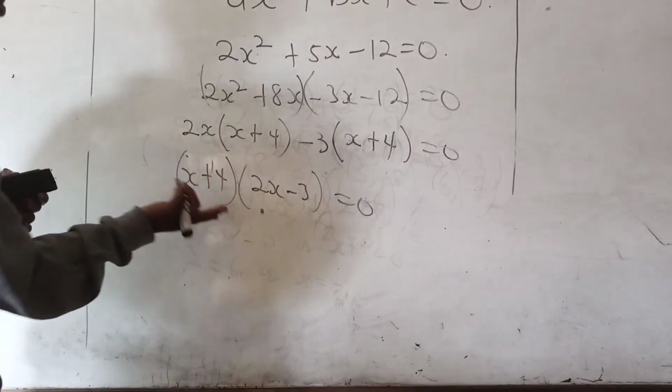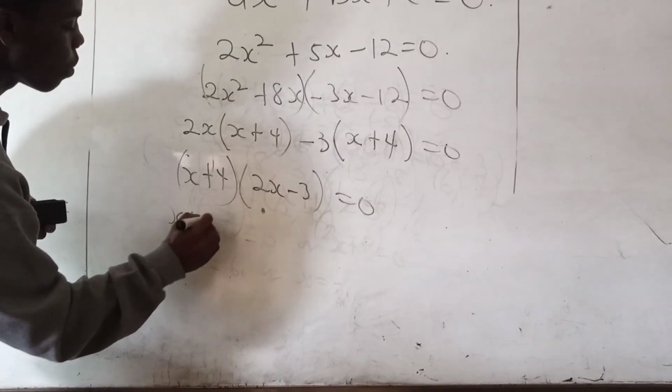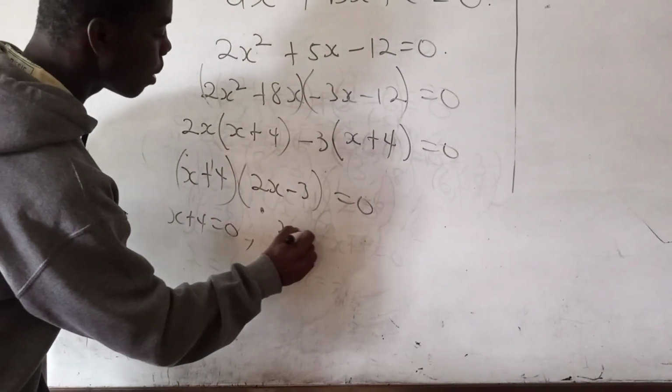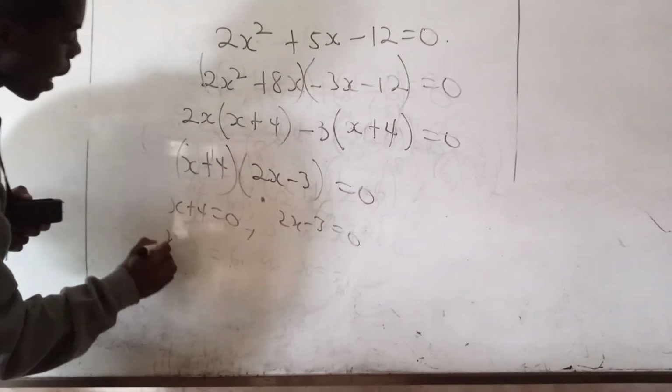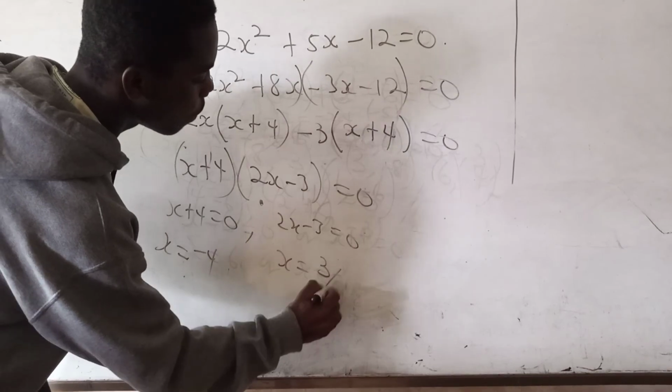So you equate each bracket to 0. x plus 4 equals 0, and 2x minus 3 equals 0. So our x is equal to negative 4, and our x is equal to 3 over 2.